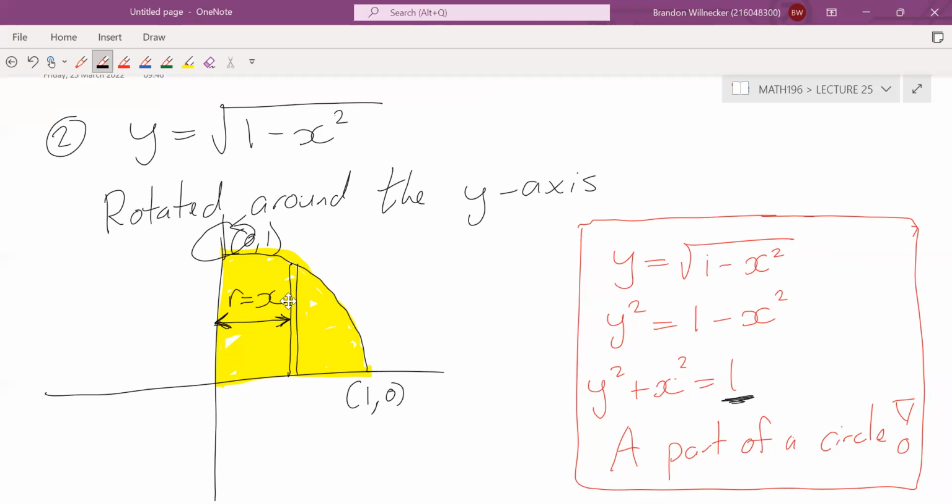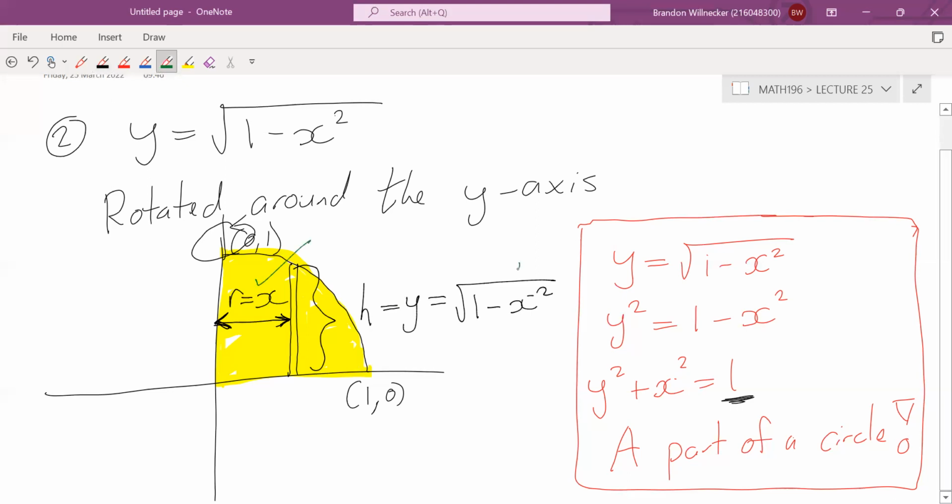What about the height? The height is just going to be the y value. Okay, that's the height of the rectangle. But the height of the rectangle is also 1 minus x squared. Okay, because it's going to the top of the function. So that's our height. Okay, so we've got the radius, we've got the height. That's everything we need to do the shell method. Okay, because we've already found the bounds. Remember, it goes from 0 to 1.